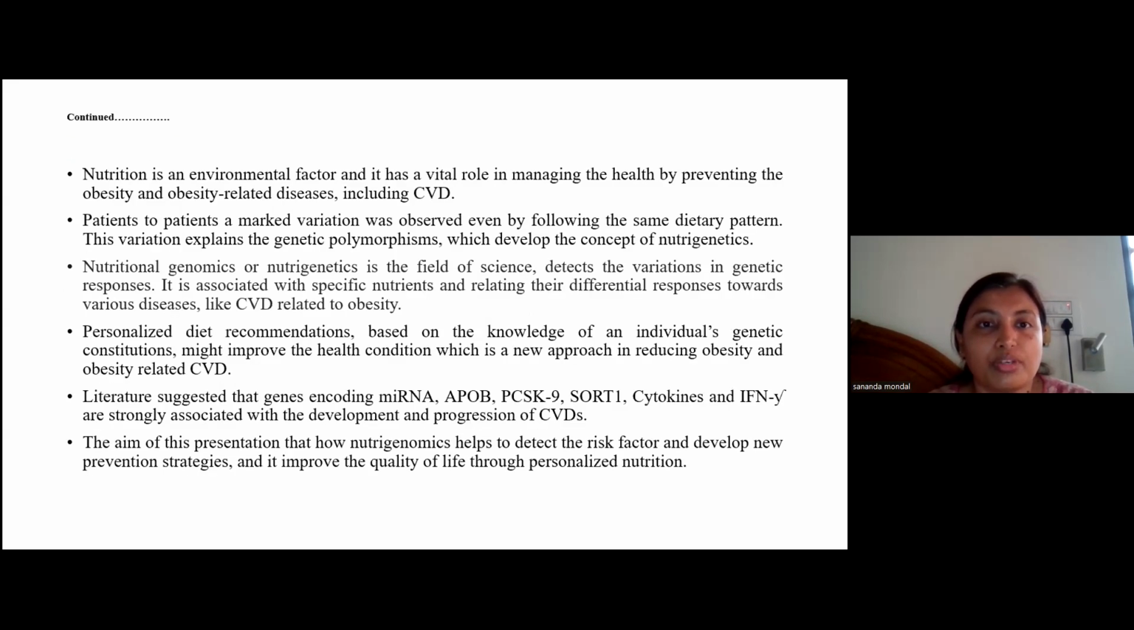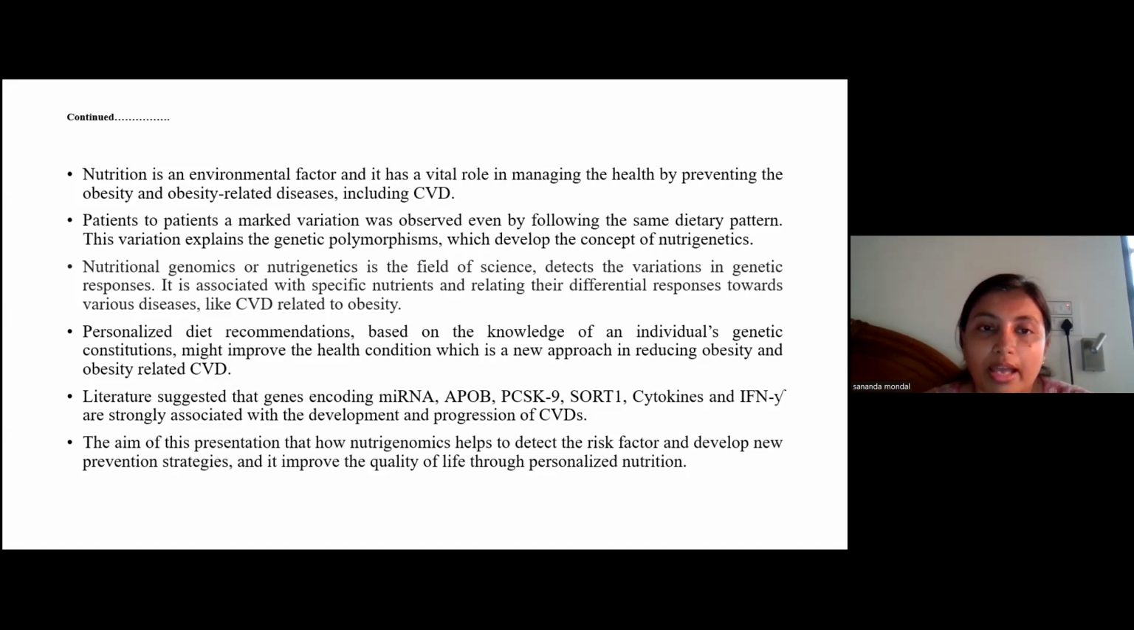Nutrition is an environmental factor and it has a vital role in managing health by preventing obesity as well as obesity-related diseases, including cardiovascular diseases. A marked variation from patient to patient has been observed even when following the same dietary pattern. This variation is explained by genetic polymorphism, which developed the concepts of nutrigenetics.